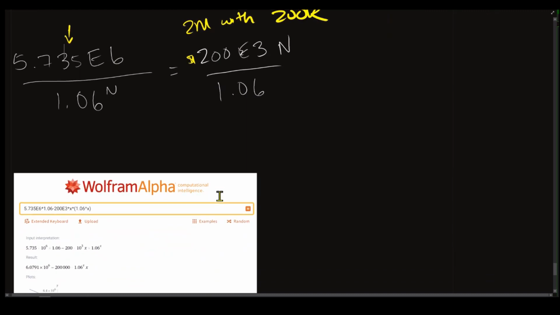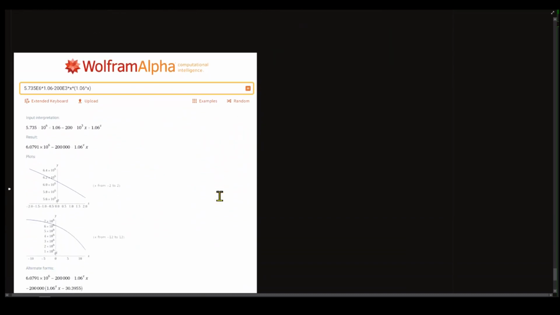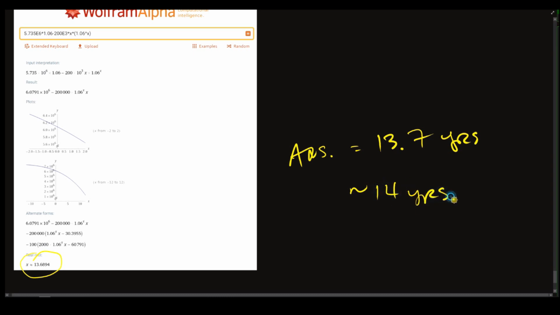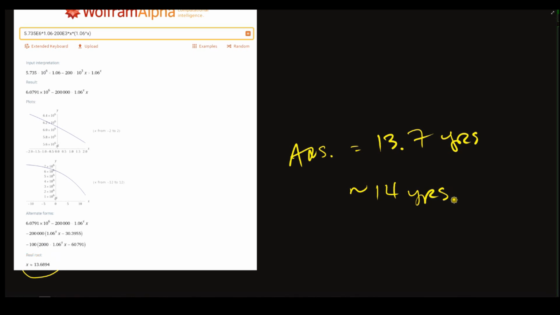So I go back to Wolfram, plug that in, and let it solve for me. And it comes back with this. Looking at the answer, it's 13.7 years roughly. So essentially 14 years from now, you can retire and take out that $500,000 for 20 years.